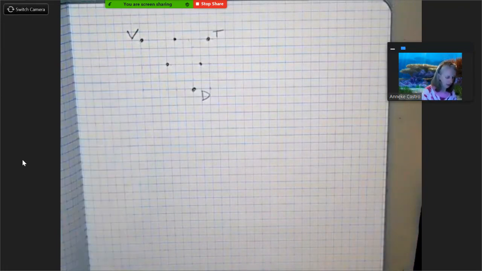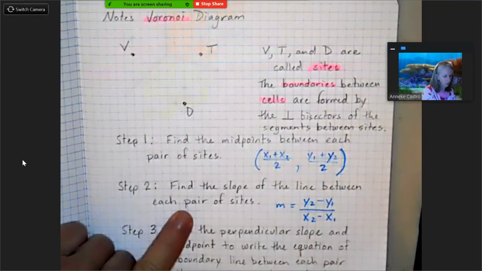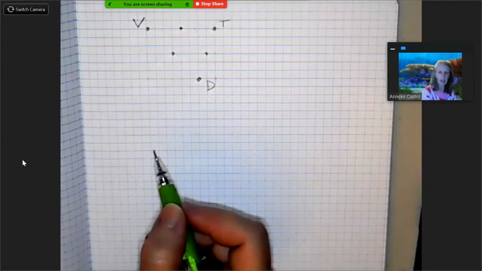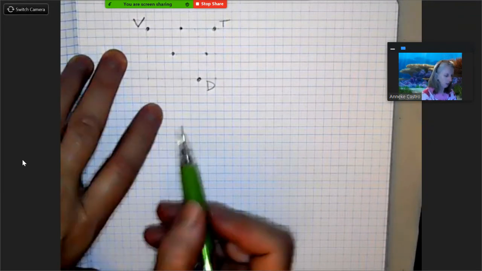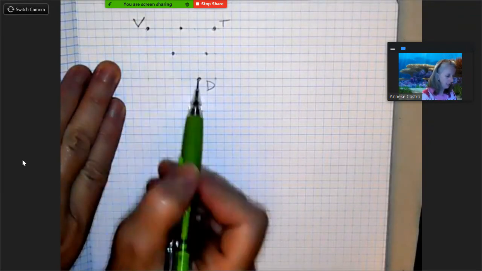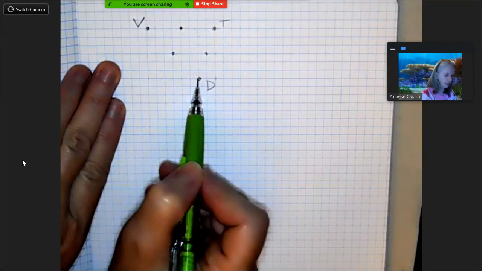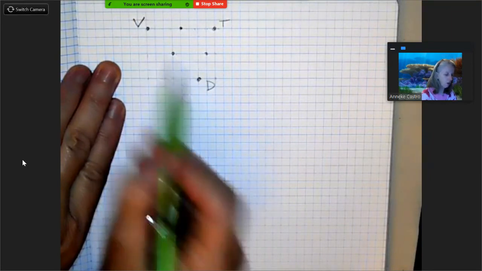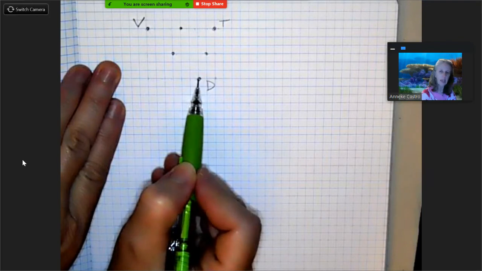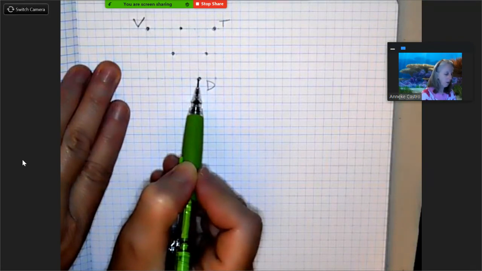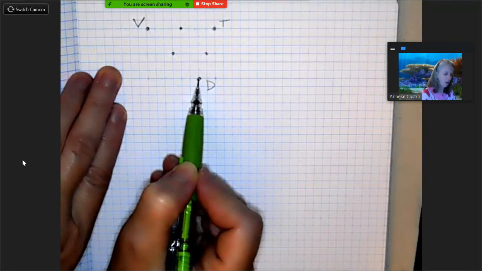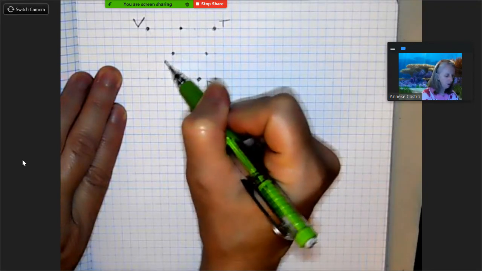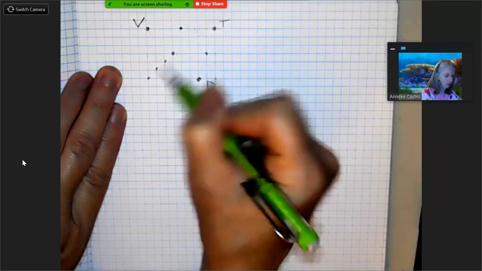We can still do it. Okay, so step 2 is to find the slope of the line between each pair of sites. And then I'm going to go ahead and sketch in the perpendicular bisector. Okay, so we just did V to D. That was down 6 over 6. 6 divided by 6 is 1, and it's going down, so that's -1. So from V to D, it has a slope of -1. So the perpendicular slope would be +1, and it's going to go through the midpoint. So I'm going to have a boundary line that's going to go like this.